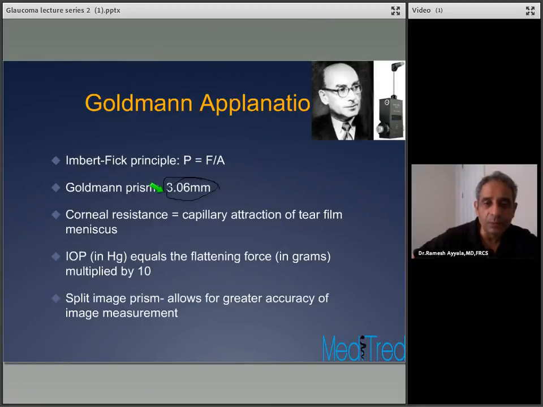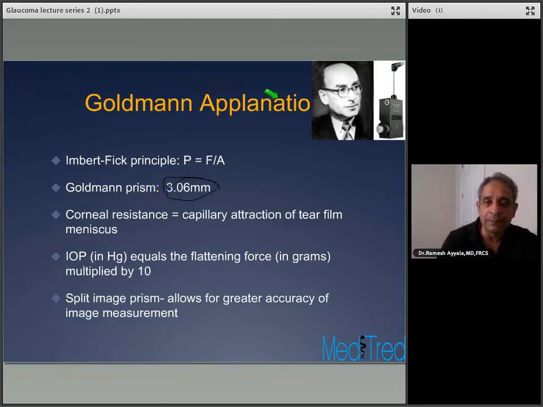And that's the reason why he came out with this particular diameter. Intraocular pressure in millimeters of mercury equals the flattening force in grams multiplied by 10. And that's the reason why this technique is so simple and has become so popular in use. The split image prism allows for greater accuracy of image measurement.